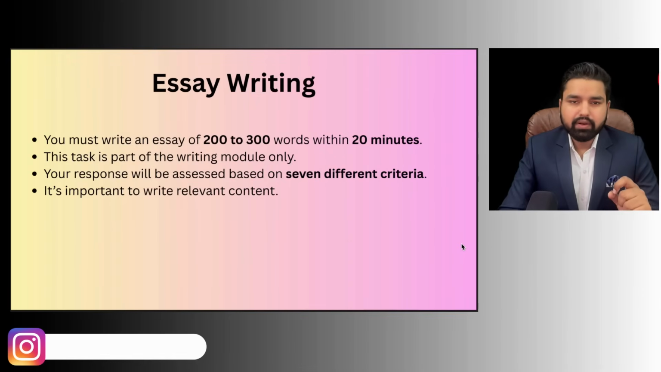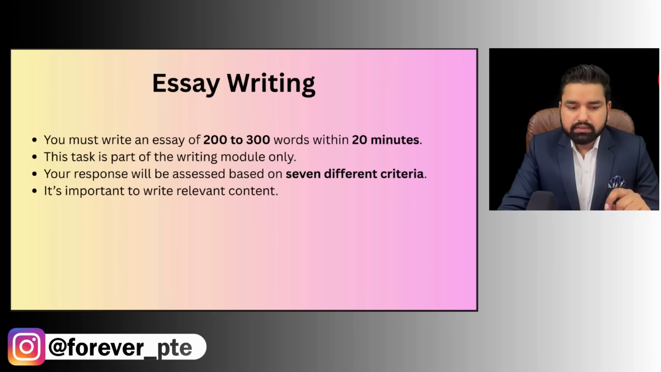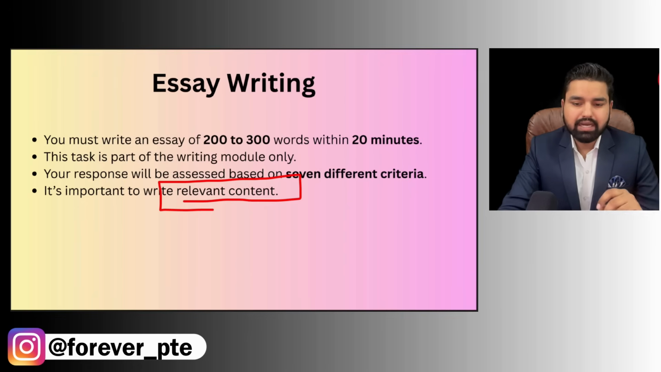So in your exam, you will only get one question and you need to write somewhere between 200 to 300 words. They will give you 20 minutes to write the entire essay, and this part will only contribute marks towards your writing module. Your answer will be checked based on 7 different criteria which are listed below. And it's very crucial that you write content related to the topic. If your content is irrelevant, you may get a 0 in the entire essay.